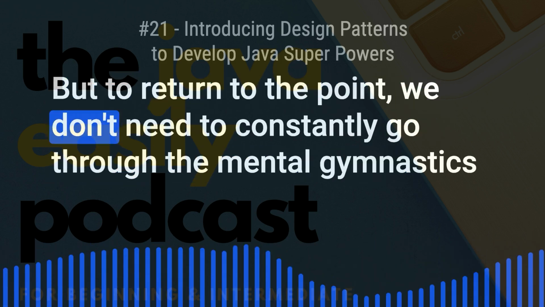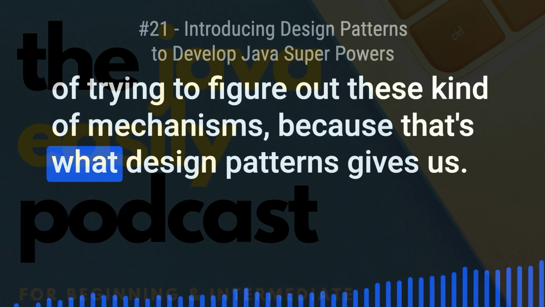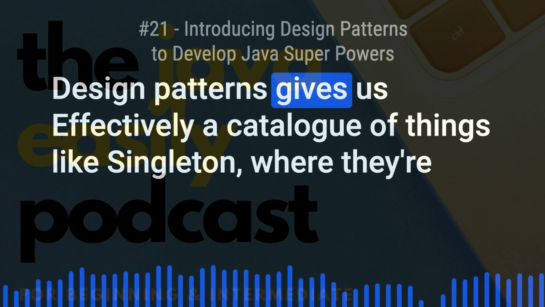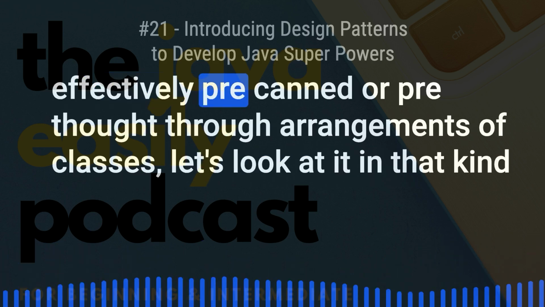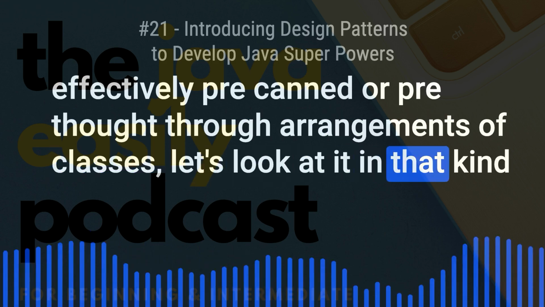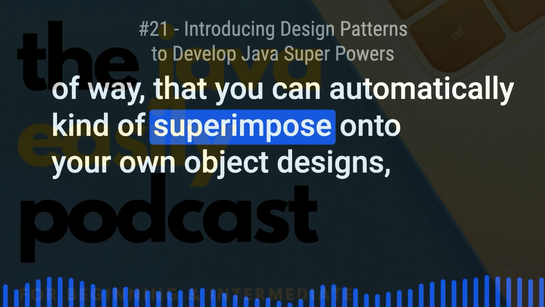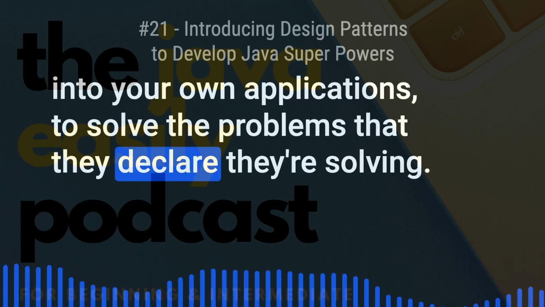But to return to the point, we don't need to constantly go through the mental gymnastics of trying to figure out these mechanisms, because that's what design patterns give us. Design patterns give us effectively a catalogue of things like singleton, pre-canned or pre-thought-through arrangements of classes, that you can automatically superimpose onto your own object designs, into your own applications, to solve the problems that they declare they're solving.